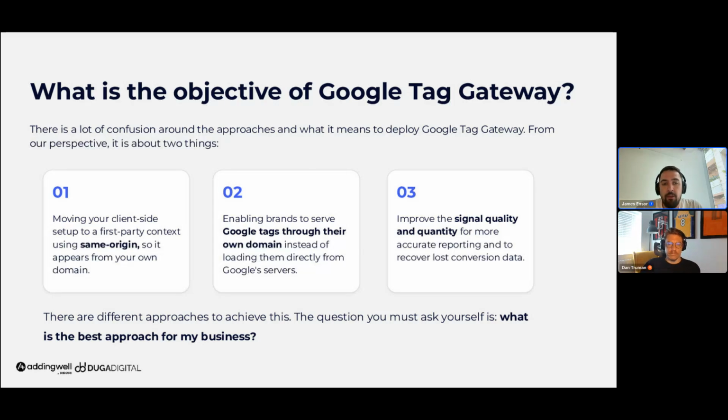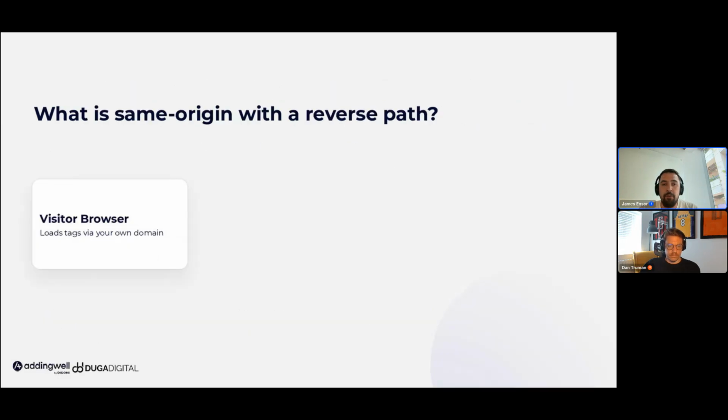So we put at the bottom the question from this: what you must ask yourself is what's the best approach for my business? So hopefully over the next couple of slides, you will be able to get a bit of a feel of what's the right direction to go in. So what we thought we would do is start with what is same origin and how does that work?